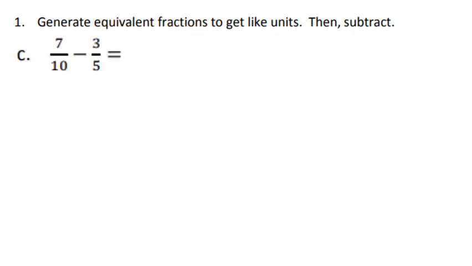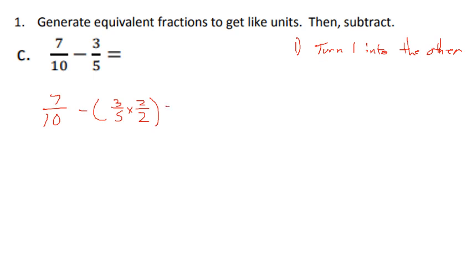Okay, our next one. Let's start with the rules again. Here's number 1. Turn one into the other. So when I look at these two denominators, I can see 5 can be turned into 10. So the way I would do that, I know that if I take 3/5 and I multiply that by 2 over 2, that's going to give me 10. So now I've got 7/10 minus, we've got 3 times 2 is 6, 5 times 2 is 10. So now I've got 7/10 minus 6/10, and that gives us 1/10.